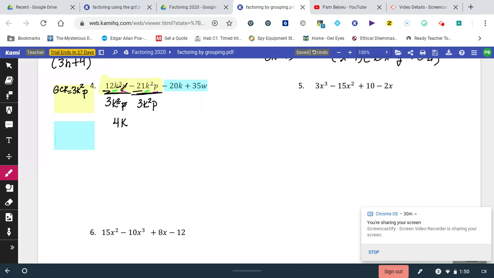Negative 21 divided by 3 is negative 7. K squared and k squared are exact. They can cancel. P and P are exact. They cancel. So I write my GCF, which is 3k squared p times the remainder, which is 4k minus 7. Now I'm going to move to the block in blue.